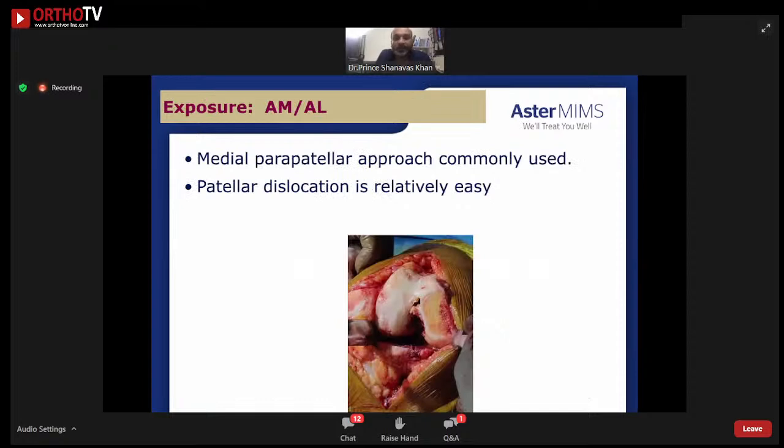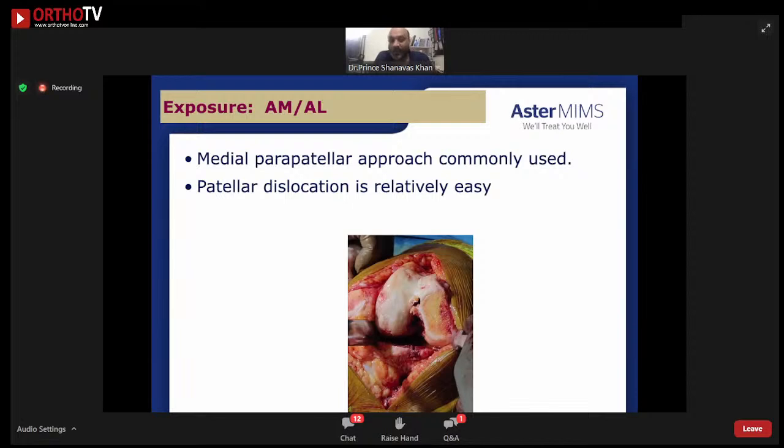So coming to the exposure, there are two exposures: our usual medial parapatellar approach, and the other is the anterolateral approach, which was popularized by Keblish. The advantage of a medial parapatellar approach is that patellar dislocation is relatively easy. The disadvantage is that the visualization of the posterolateral corner, where the pathology lies, is very difficult, number one.